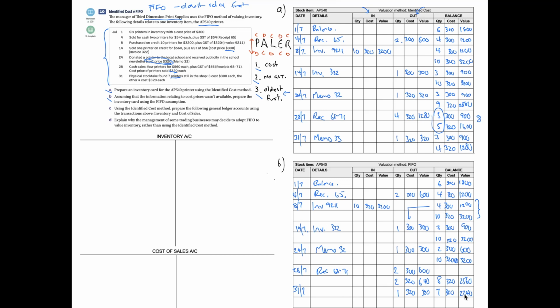We don't have an option here. We only have 8 at the same value. But if we pause there, we've accurately done our inventory cards for identified cost and FIFO. And you will note there is a difference.